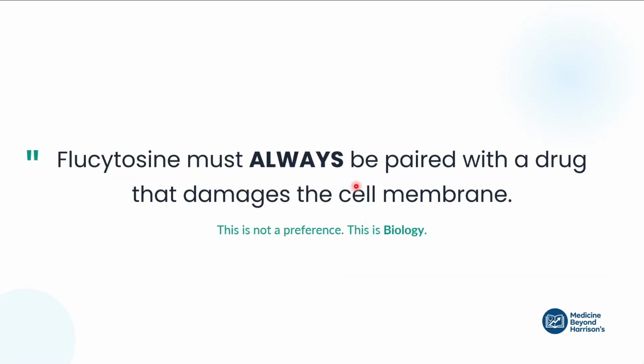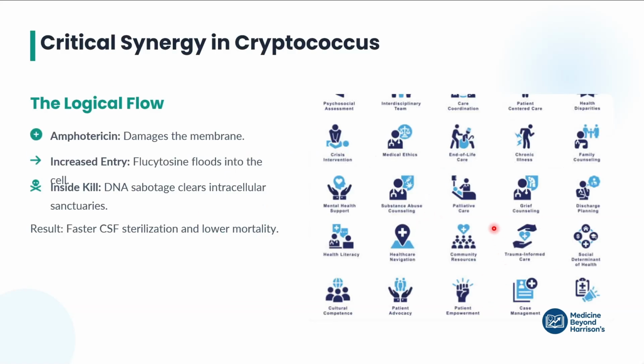So it must always be paired with a drug that damages the cell membrane. This is not a preference. This is the biology of this drug and how it acts. So what do you combine it with? In most cases we combine it with amphotericin B. Amphotericin damages the membrane such that flucytosine can get entry into the fungal organism and floods into the cell. It sabotages the DNA, prevents DNA and RNA synthesis and replication, and clears the intracellular centuries. The result is faster CSF sterilization and lower mortality.